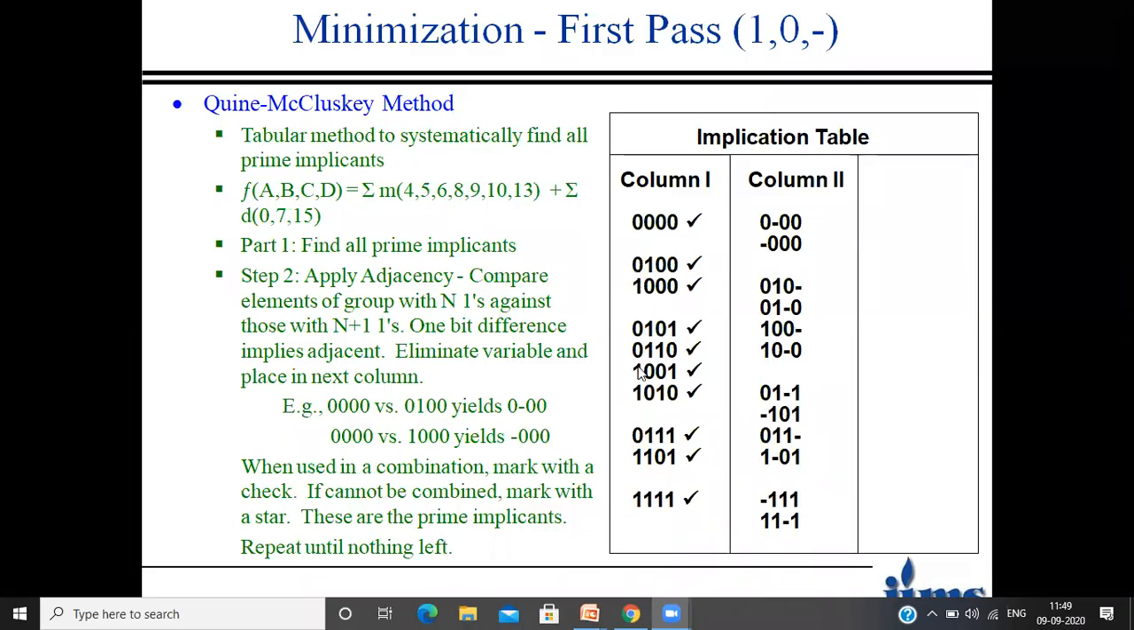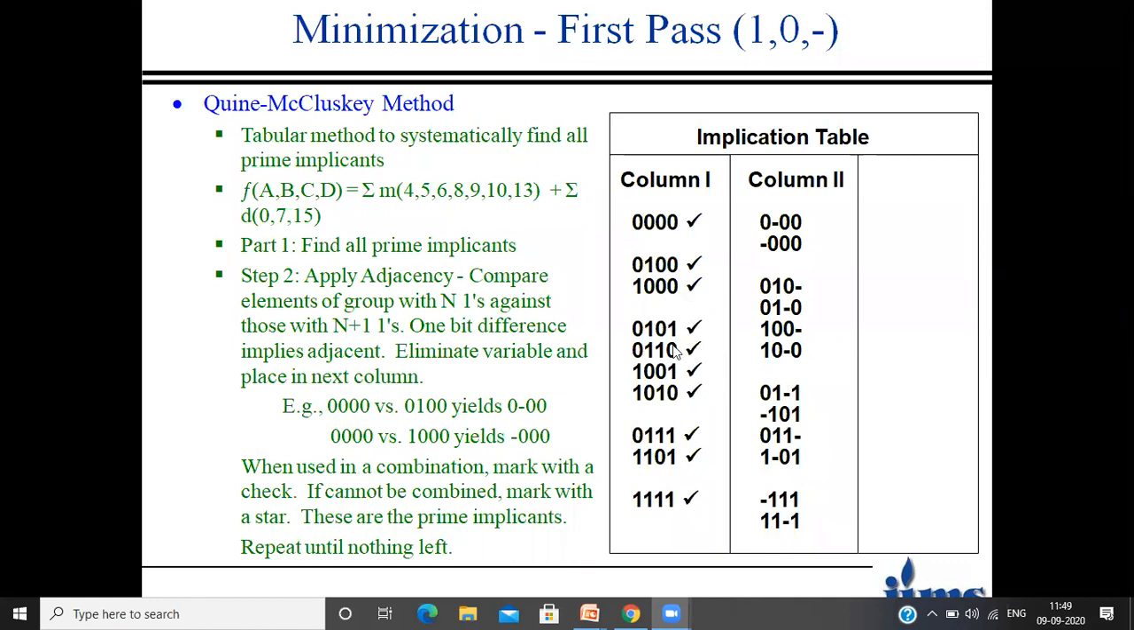8 with 9, yes, single bit change, and the value will be 1 0 0 dash, because the LSB is changing from 0 to 1. So this is 1 0 0 dash. Then again 8 with 10, yes, 1 0 dash 0. Similarly, you can see that all these group 3 elements are compared with group 2 elements. So we have ticked all the elements.